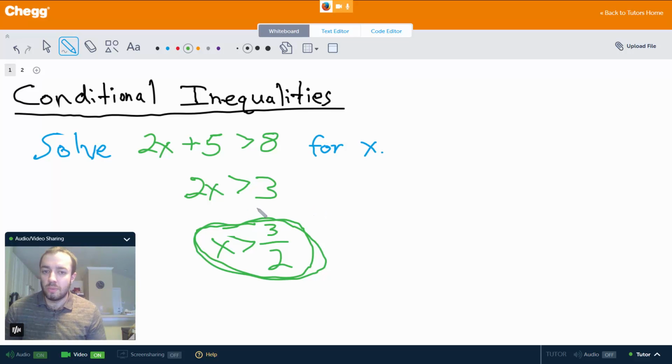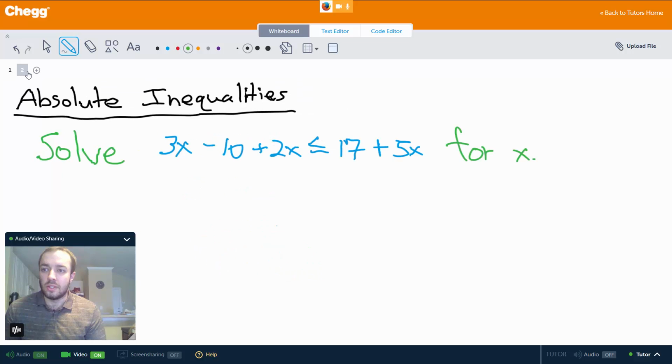This discussion wouldn't be complete unless we talked about the opposite notion, which is absolute inequalities. Absolute inequalities are inequalities that are true for every value of x that we're allowed to put in there. So let's go ahead and solve this inequality and see what happens. First we can simplify on the left-hand side. 3x minus 10 plus 2x simplifies to 5x minus 10 is less than or equal to 17 plus 5x. There's nothing we can do on the right-hand side yet.